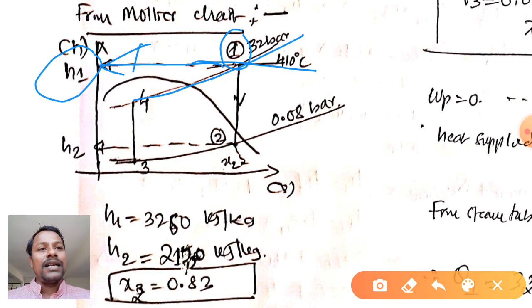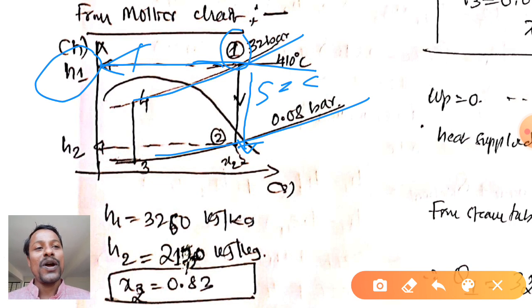After that, once I have marked point 1, that is state 1 on the Mollier chart, I will draw a perfect vertical downward line, because 1 to 2 is an isentropic process. Isentropic process line is a vertical line on the Mollier chart. So then again I know the condenser pressure. So what is the condenser pressure? Condenser pressure is 0.08 bar. So I need to identify the 0.08 bar pressure line on the Mollier chart, and the intersection of this vertical downward line with the 0.08 bar pressure line will give me the state point 2.